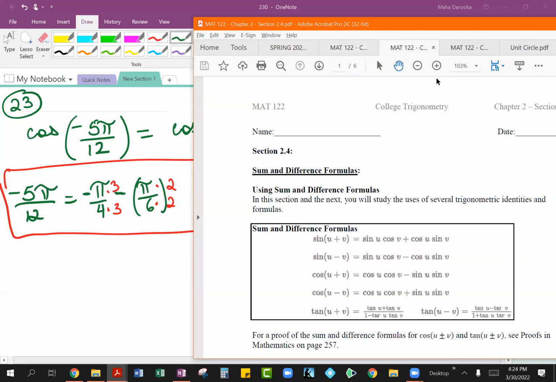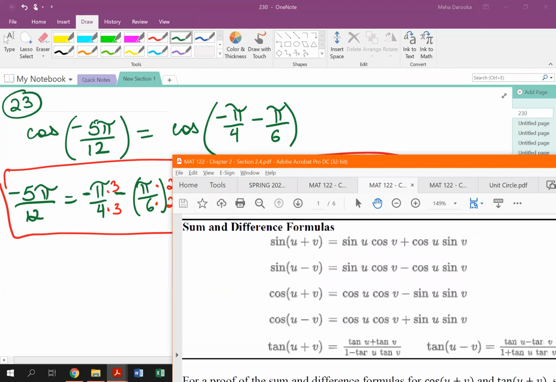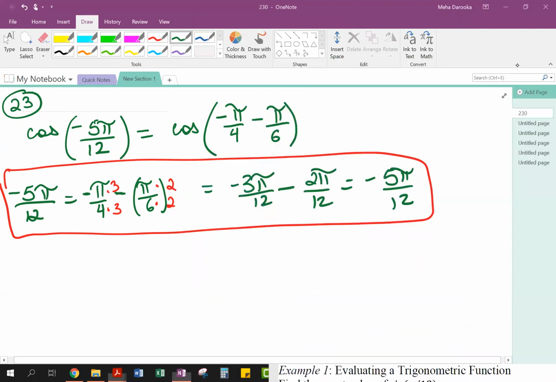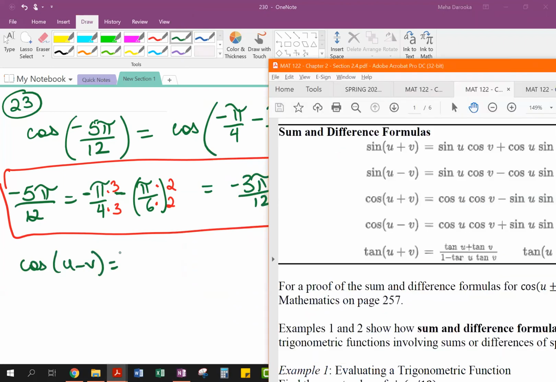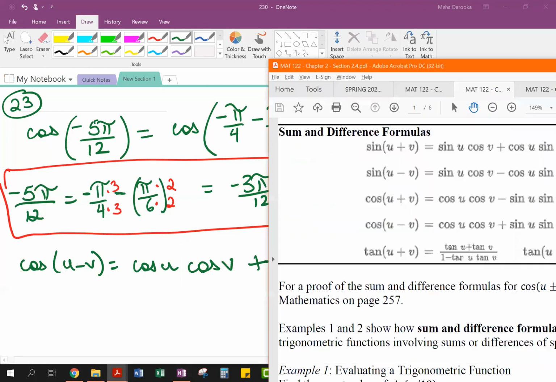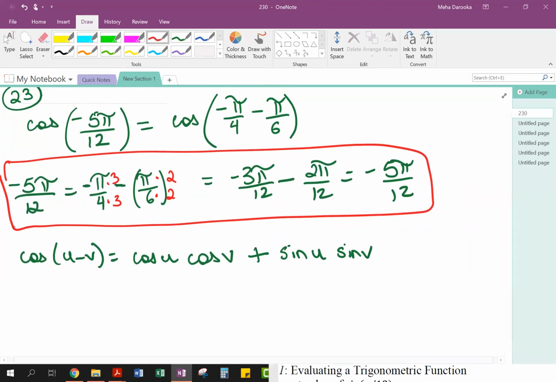So this is cosine, and you are subtracting the two angles. So you will actually use that cosine of u minus v as your rule. So let's go ahead and write that down. So that is going to be cosine of u minus v, which is going to be cosine of u, cosine of v, and this one actually has a plus sign in the middle. So if you just do the comparison between the two cosine formulas, and then sine of u times sine of v. Okay, so this is the rule we are going to be using.